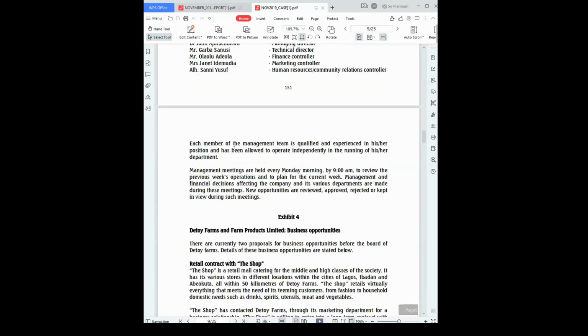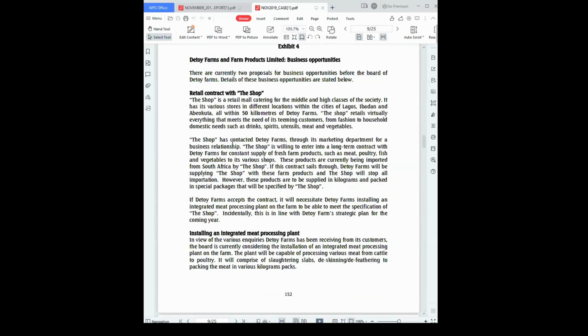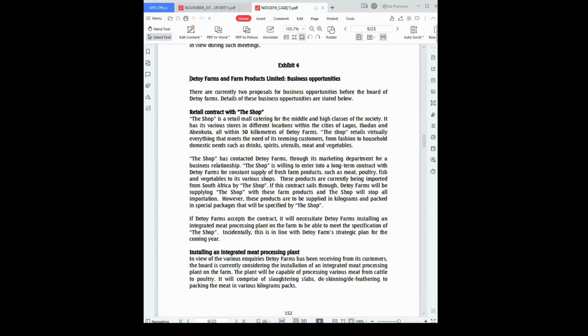All right. So exhibit four here is about Detroit Farms and Farm Products Limited and the business opportunities before them. They said the first opportunity is from a contract with a retail shop.